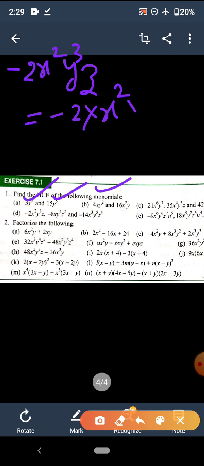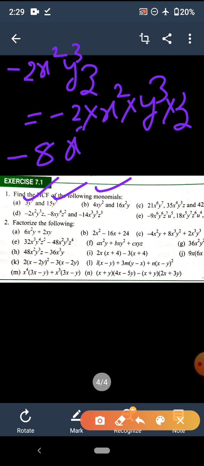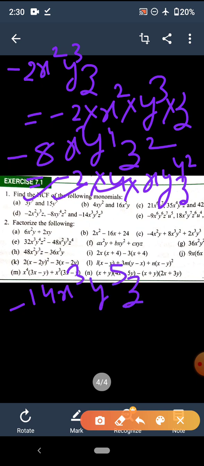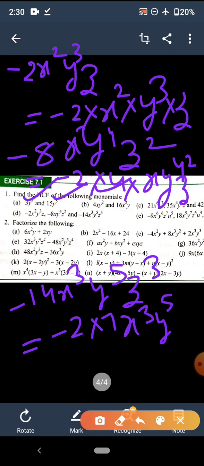Minus 2, minus 8, minus 14. So how will we break it? Minus 2 x square y cube z: break it as minus 2 into x square into y cube into z. Then minus 8 x y4 z square, so it is minus 2 into 4 into x into y4 into z square. And then minus 14 x cube y5 z cube, so it is minus 2 into 7 x cube y5 and z cube.